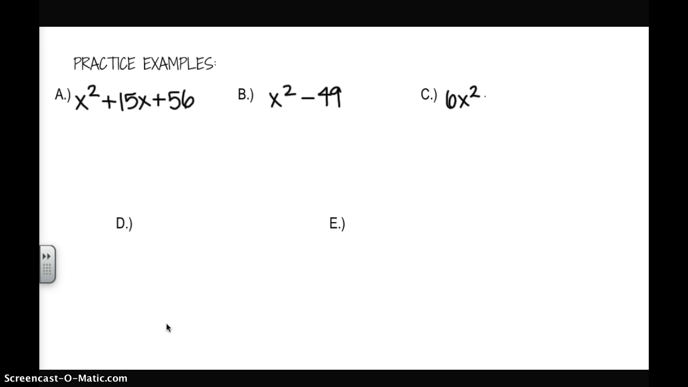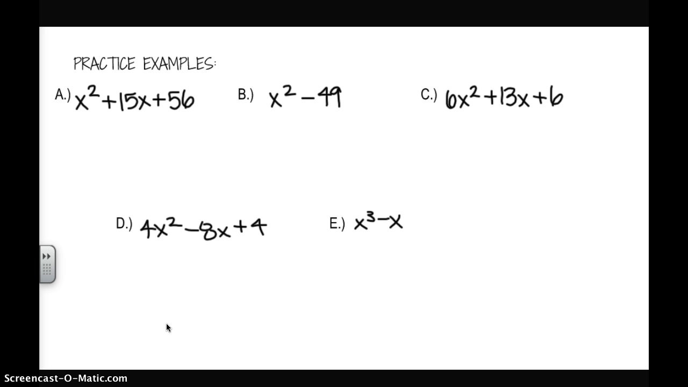6x squared plus 13x plus 6. Then 4x squared, plus, just kidding, minus 8x plus 4. And x to the third minus, nope, x to the third minus x.